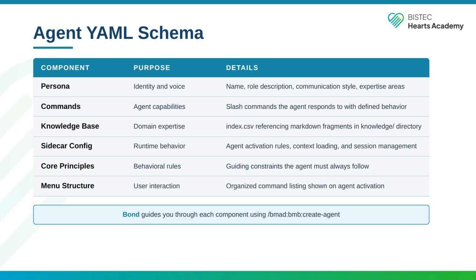Menu structure is what users see when they activate the agent. It's the organized listing of available commands, presented in a logical grouping. Good menu design makes the agent discoverable and user-friendly. Bond guides you through each of these components using the create agent command. You don't have to memorize the schema. Bond walks you through it step by step.